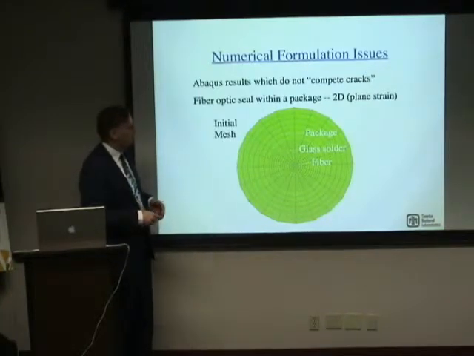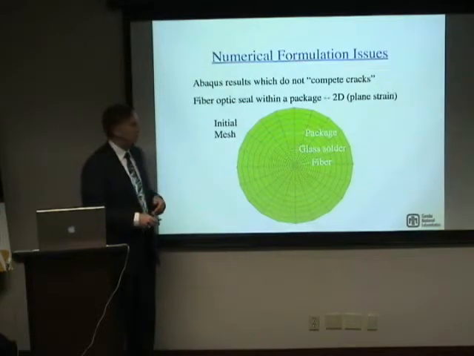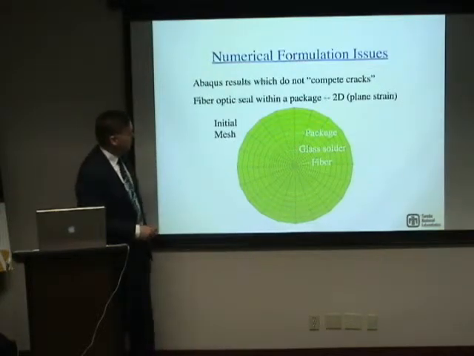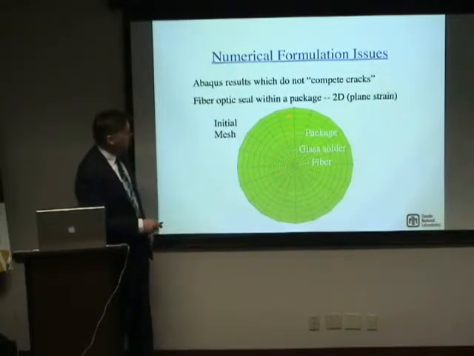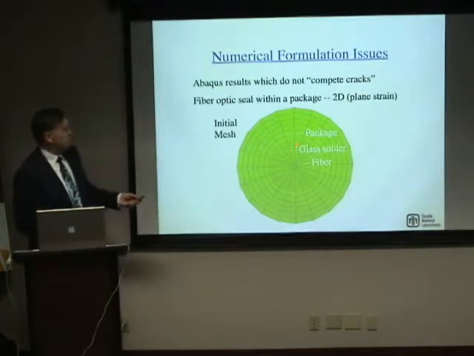So countersunk with a cone shape. Now let's say that we're doing one where we just have a cylindrical countersink here, and we're just taking a plane strain slice of this. The mesh here is that of the fiber. This is glass solder around this, and this is the representation of the region of the package out here.